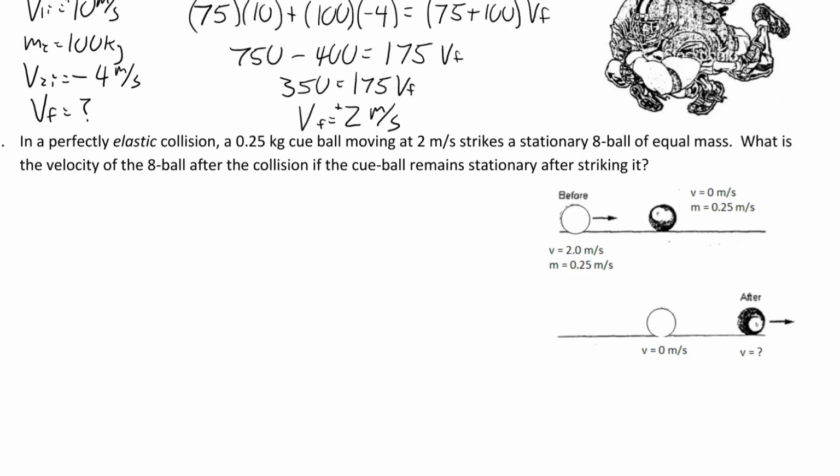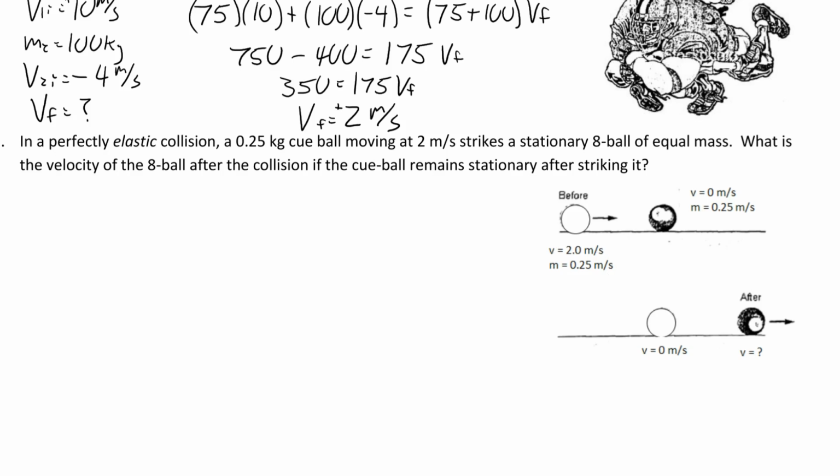Okay. Number 9 says, in a perfectly elastic collision, a 0.25 kilogram cue ball moving at 2 meters per second strikes a stationary 8 ball of equal mass. What is the velocity of the 8 ball after the collision if the cue ball remains stationary after striking it? And they give you the nice data right here. So that's what we're looking for. Now this is elastic. They do not stick together.